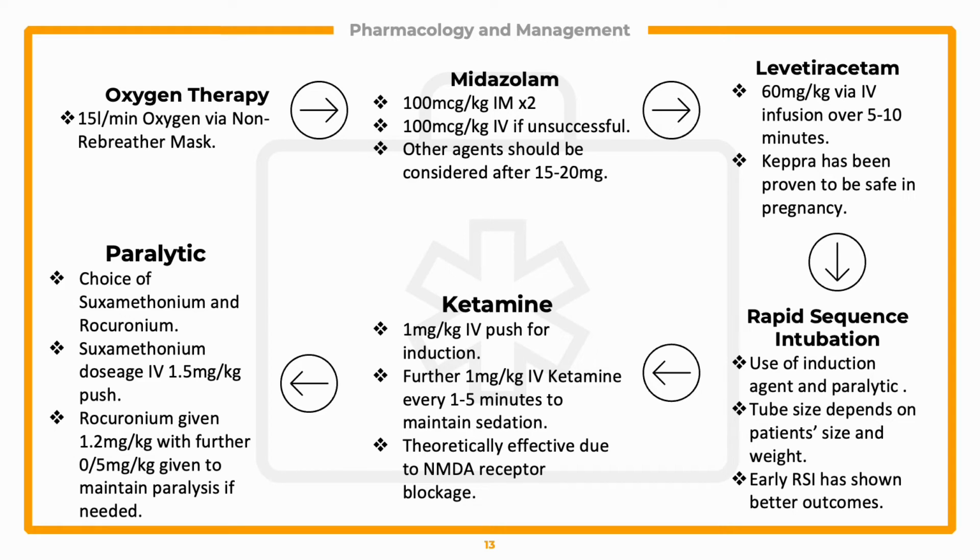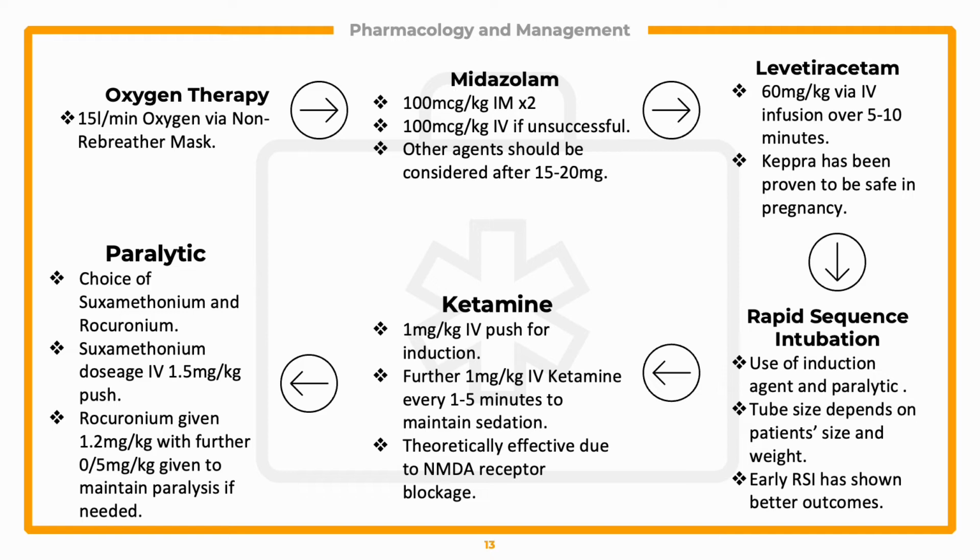Suxamethonium and rocuronium both have their benefits and downfalls. Suxamethonium is a depolarizing blocking agent, which in some cases has been proven to worsen hyperkalemia in patients with status epilepticus due to their increased risk of rhabdomyolysis. Rocuronium, although preferred in this patient subgroup, has been demonstrated to be highly effective in cessation of the physical manifestations of the seizure. However, it doesn't treat the seizure activity within the brain.